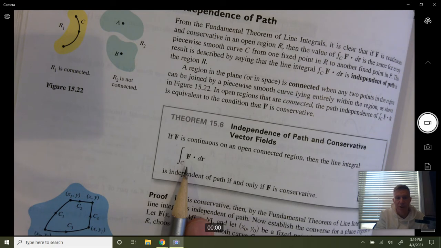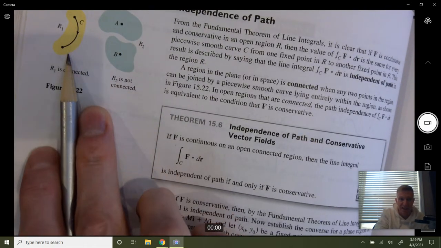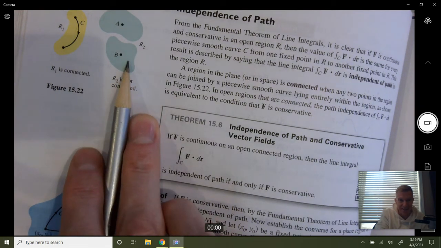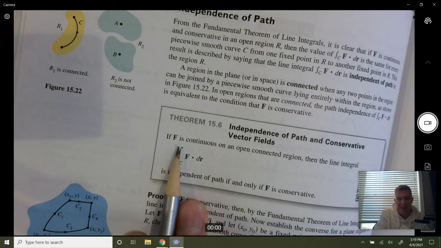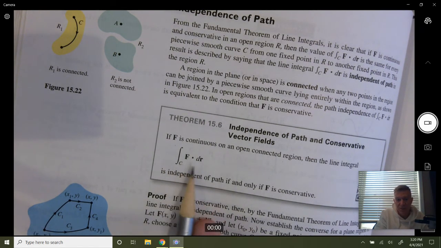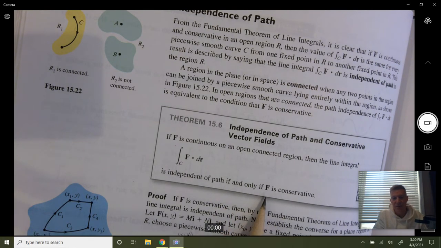through a vector field on a connected region, so something like this, something that's connected as opposed to R2, which is not connected. So it has to be over a region that's connected, and then your F has to be continuous through that entire region. Okay, this integral, which again represents the amount of work done by the vector field in moving a particle along a specific path through that vector field, is independent of path if and only if F is conservative.